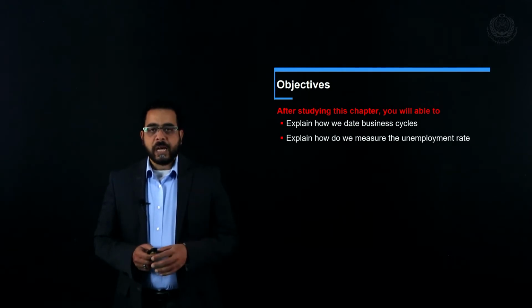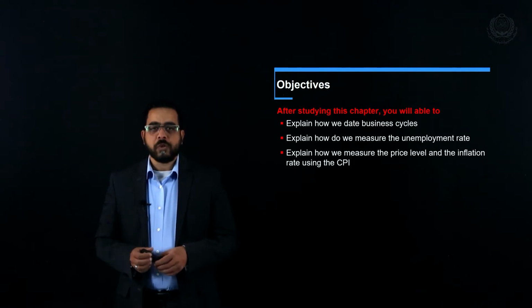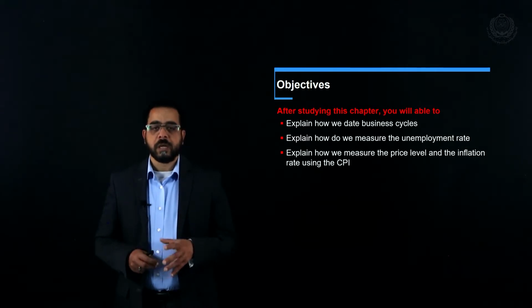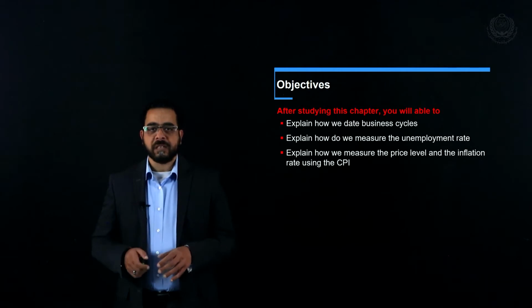We will explain how we measure the unemployment rate. We will know how we measure inflation using the CPI or the Consumer Price Index. So let's start by talking in our first unit about the business cycle and its dating.